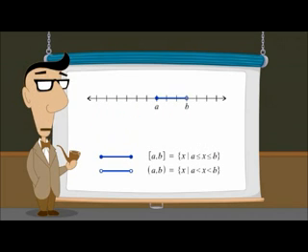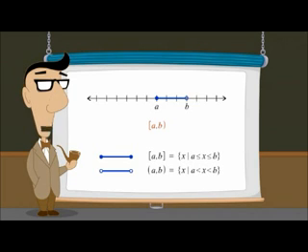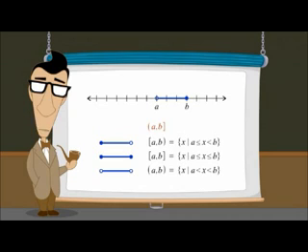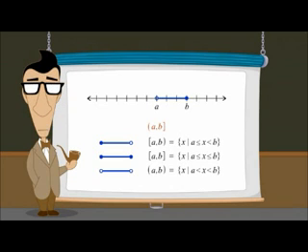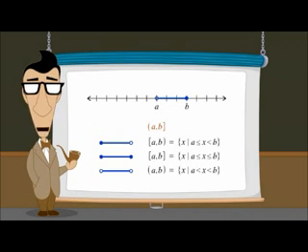If the interval includes the left endpoint but not the right, then we say that the interval is left closed and right open. Since A is included and B is excluded, the set consists of all numbers greater than or equal to A and less than B. And if the interval includes the right endpoint but not the left, then the interval is right closed and left open. Since A is excluded and B is included, the set consists of all numbers greater than A and less than or equal to B.